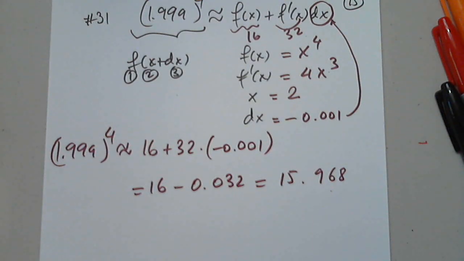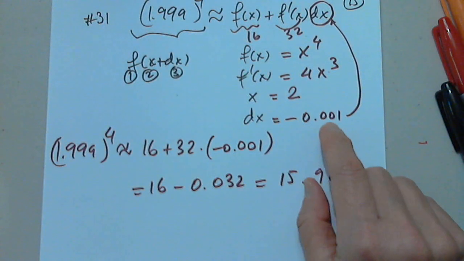So it's better than anything because dx is very small. So that's why they are so close, because dx is negative 0.001.